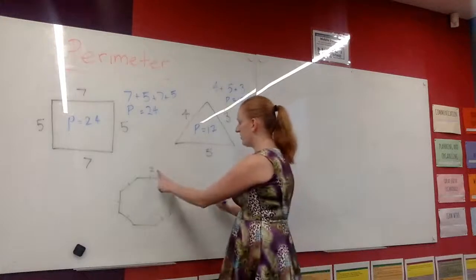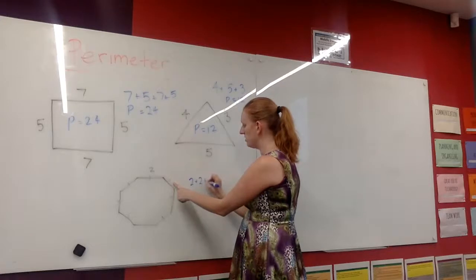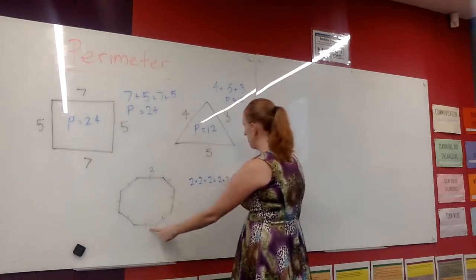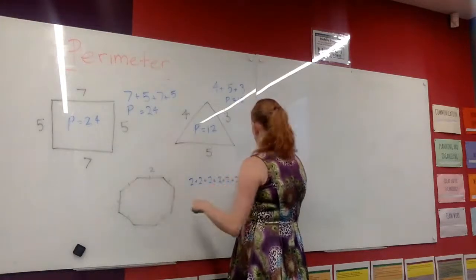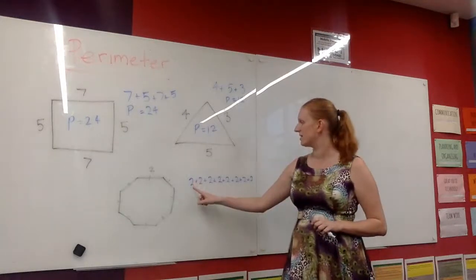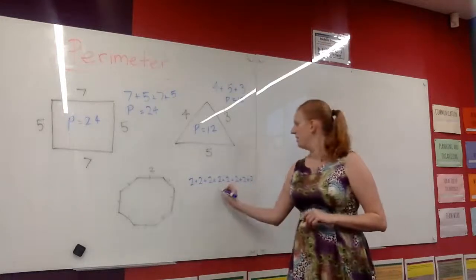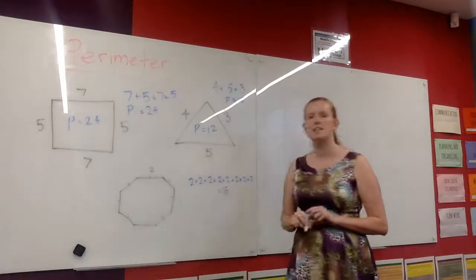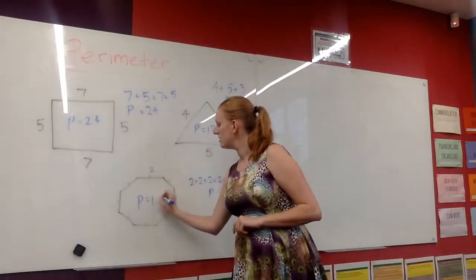So the first side is 2, because it tells us that. The next side is 2, so 2 plus 2, plus 2, plus 2, plus 2, plus 2, plus 2, plus 2. Now if we've done this right, we should have 8 2s, because it's an octagon, it should have 8 sides. So let's see, 1, 2, 3, 4, 5, 6, 7, 8. Perfect. So 8 2s, adding those up is going to give us 16. So the perimeter of this shape is 16.